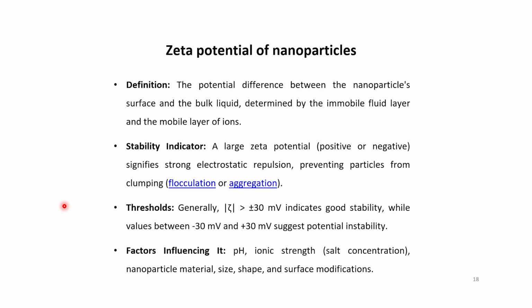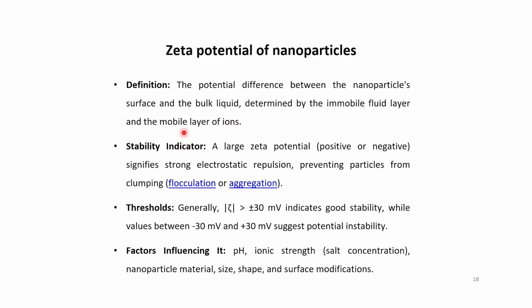So, how can it be defined? The definition is this: the potential difference between the nanoparticle surface and the bulk liquid. So, pay attention, the potential difference between the nanoparticle surface and the bulk liquid. So, when there is a nanoparticle suspension, there is a potential difference between the nanoparticle surface and the bulk liquid. It is determined by the immobile fluid layer and the mobile layer of ions.